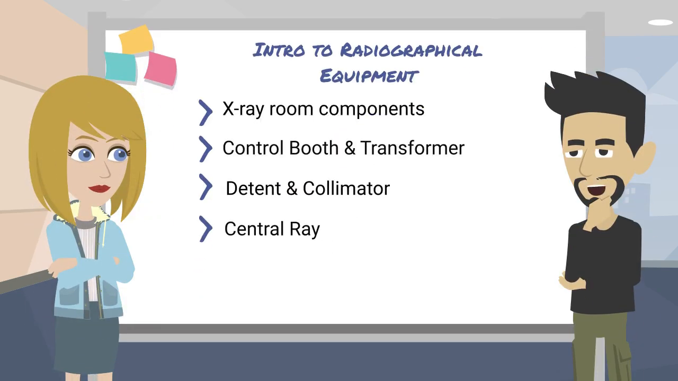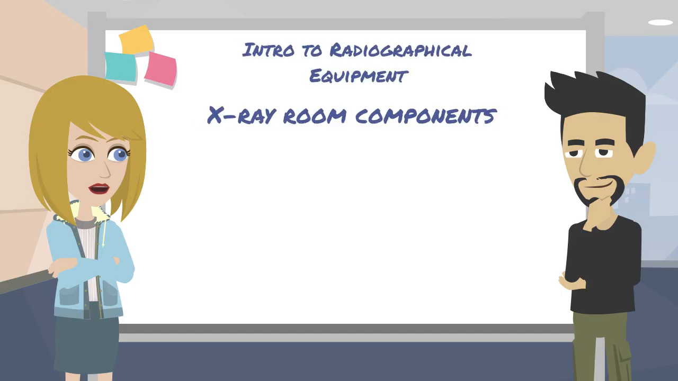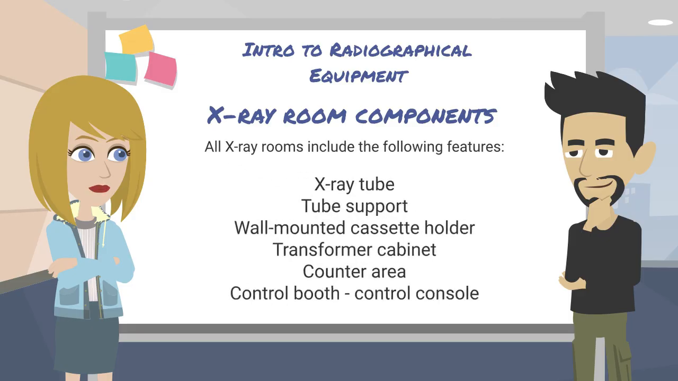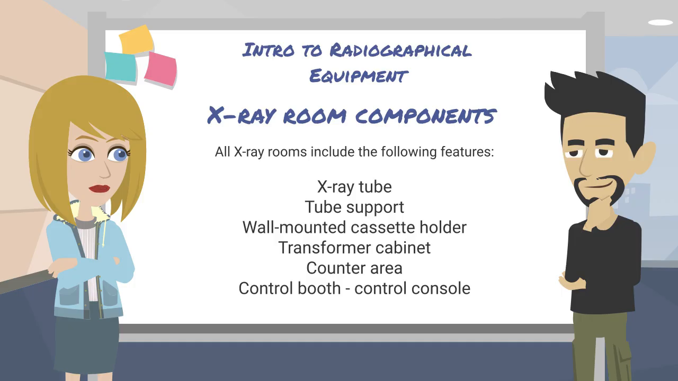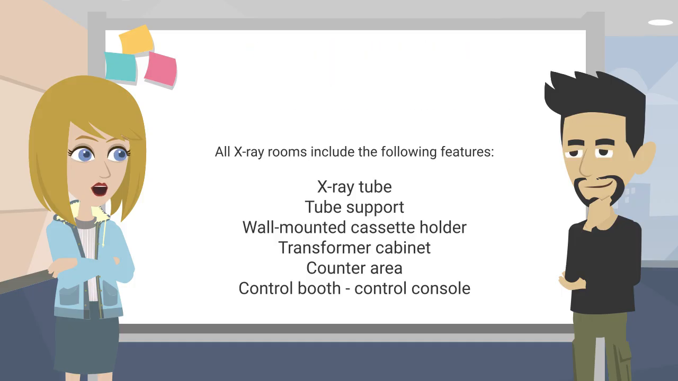This lesson introduces you to the typical equipment found in an X-ray room and basic radiation safety. Many of the topics are covered in greater detail in later lessons. The essential X-ray room features include the same basic components. Most include the following features: an X-ray tube, tube support, a wall and table-mounted cassette holder, a transformer cabinet, a work counter area that holds the control booth with the control console.